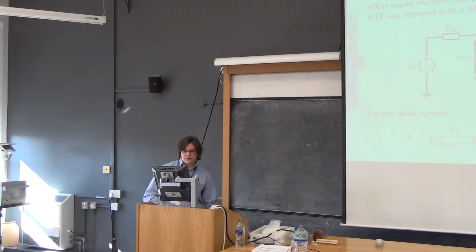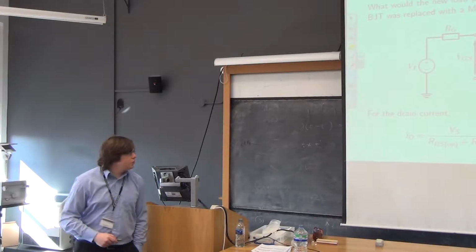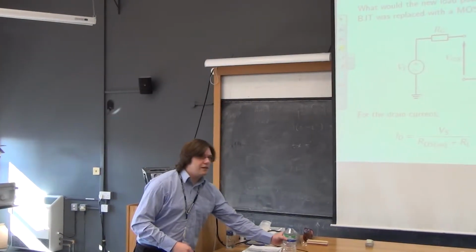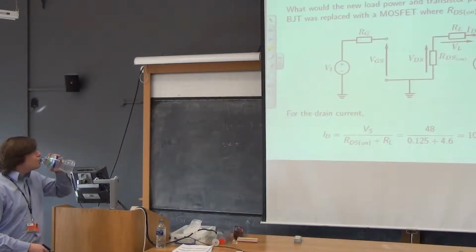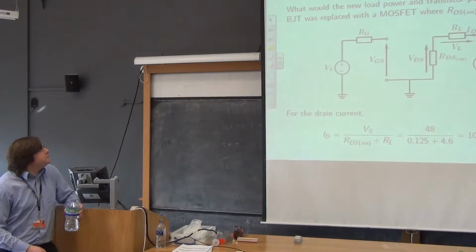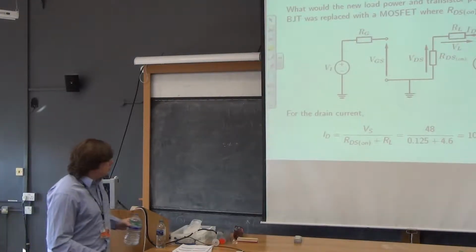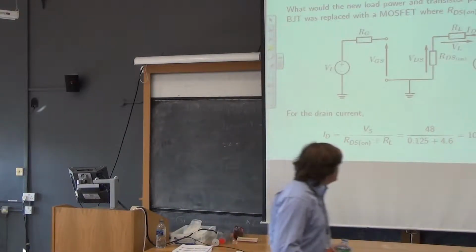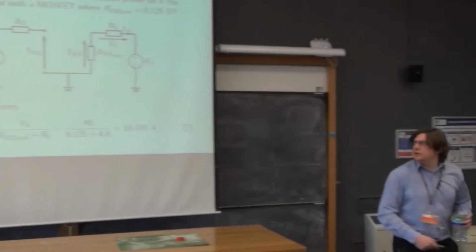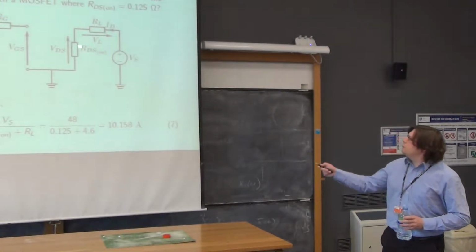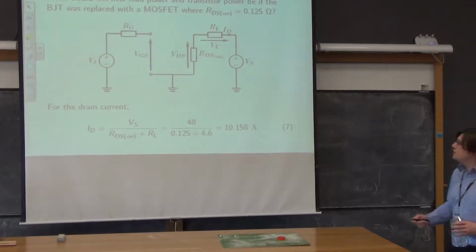I hope. So, an extra part to this question could go along the lines of, so that was part A for 4 marks or something. Part B could be, what would the new load power and transistor power be if the bipolar junction transistor was replaced with a MOSFET where RDS on is 1/8 of an ohm?